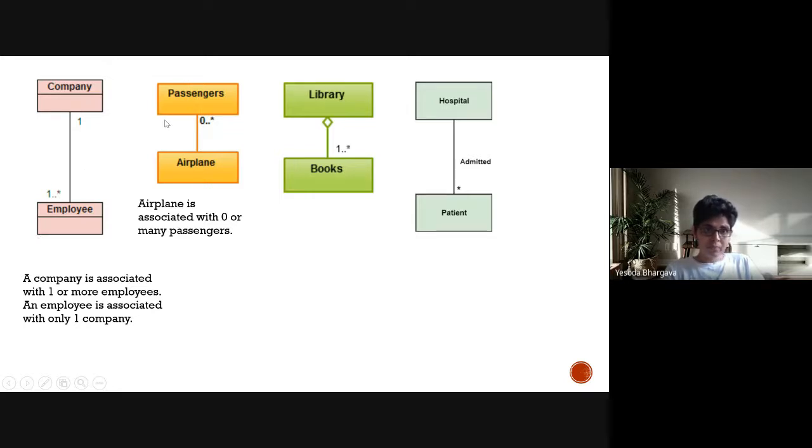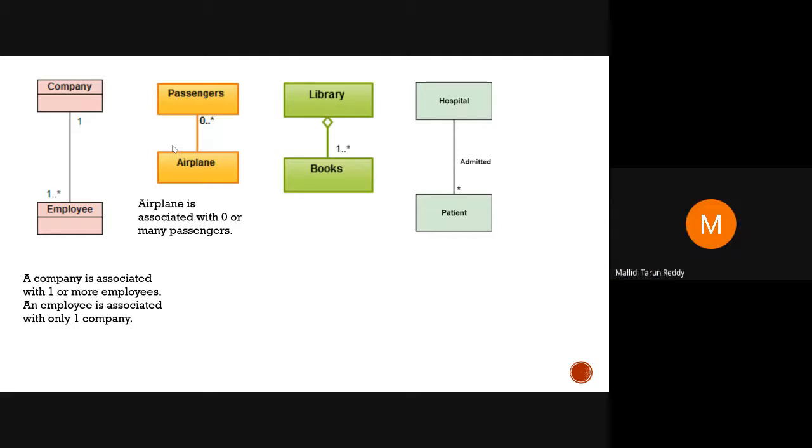Similarly, an aeroplane is associated with zero or many passengers. What do you think would be the relationship between passenger and airplane? If I were to ask you to put a multiplicity value for the airplane, what would the multiplicity value of airplane be? Each passenger would be associated with one airplane. So what do you think could be the multiplicity?